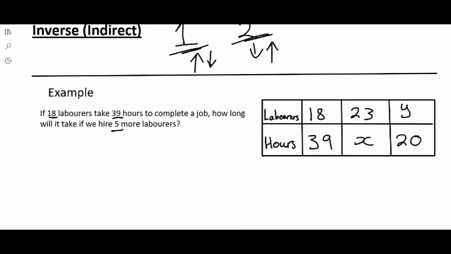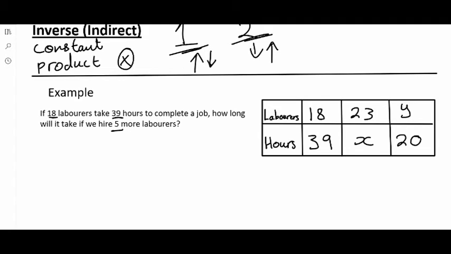More workers, less time. And then obviously less workers, more time. Can you see that? Up, down, down, up. Indirect, inverse. And the thing you need to remember about inverse: direct was constant quotient, this one is going to be constant product. Remember, product in maths is a multiply symbol.